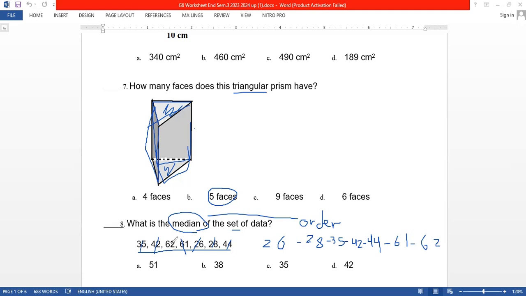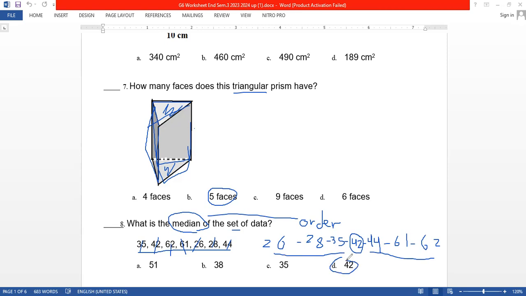After I order them, I need to pick the middle number. To make sure I put them all, I count the numbers: 1, 2, 3, 4, 5, 6, 7. If I have one number in the middle, so we have 7 numbers, this number will be in the middle. Look, we have 3 numbers after and 3 numbers before. So the answer is what?